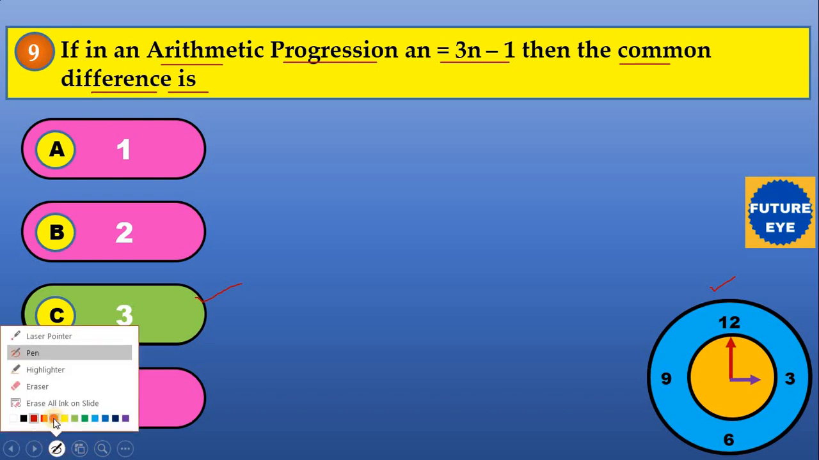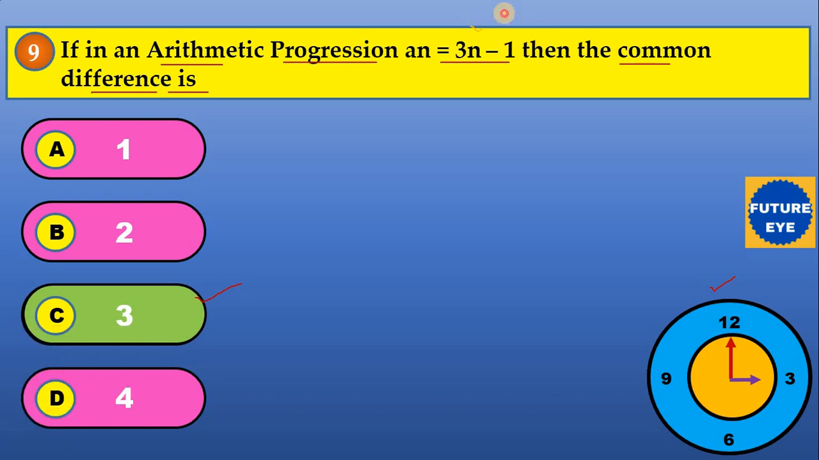But how to solve this problem? That is very important. See, the nth term is given and it is asking to find the common difference. Means D we have to find. So first find A1, next find A2. Later on we can find D by using A2 minus A1. So consider the nth term. To find the A1 value, in the place of n I substituted 1. So 3 ones are 3 minus 1 as it is. So 3 minus 1 is 2. So the A1 value we have got is 2.